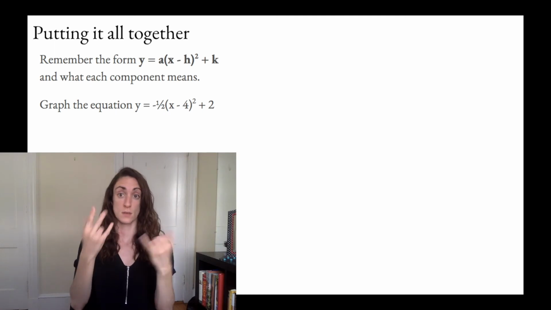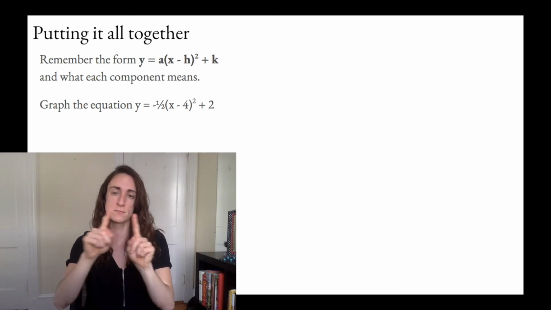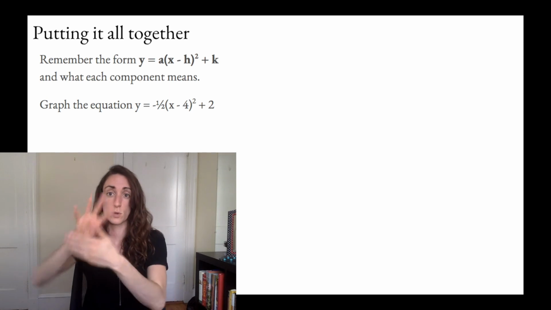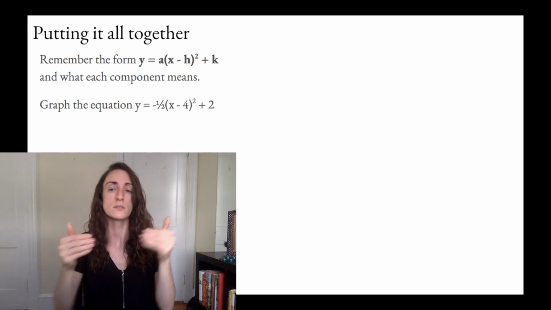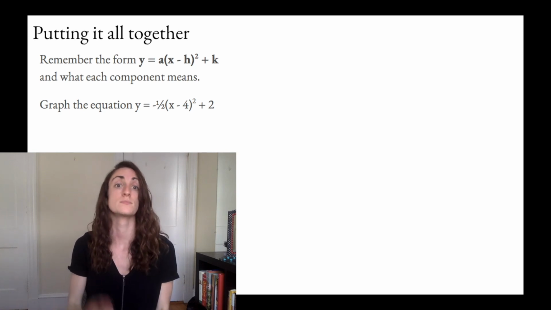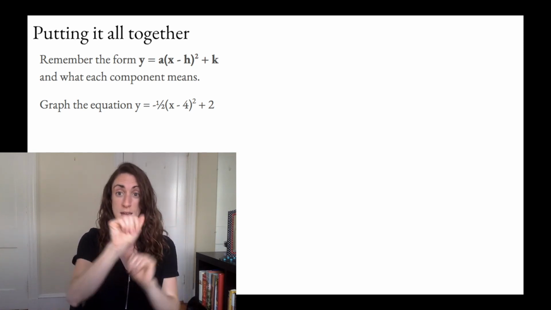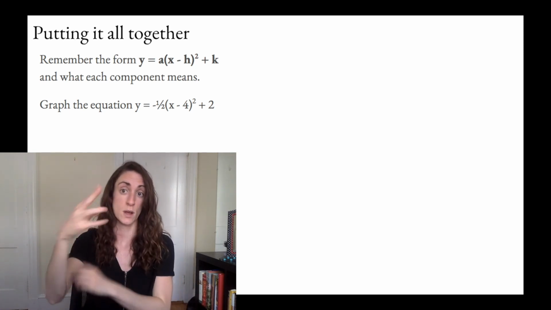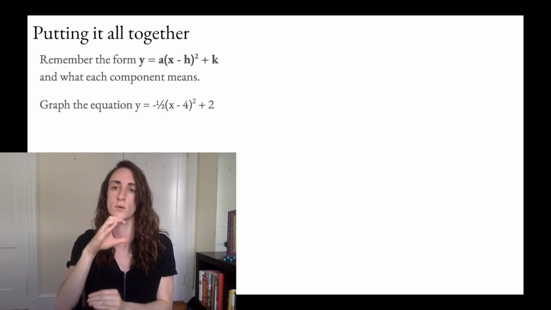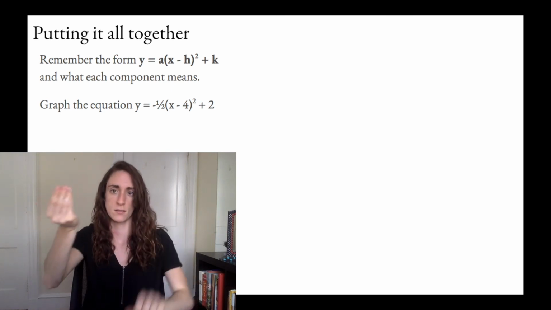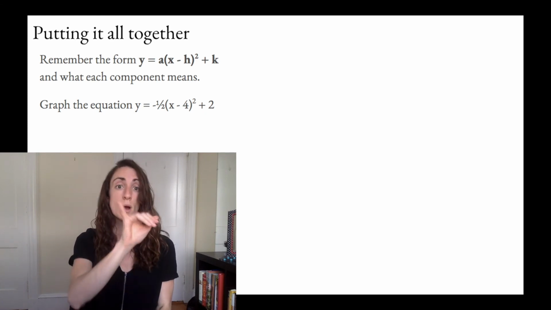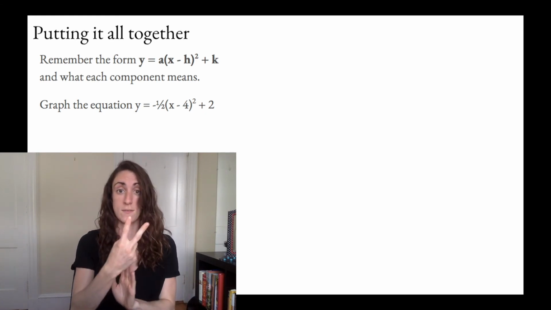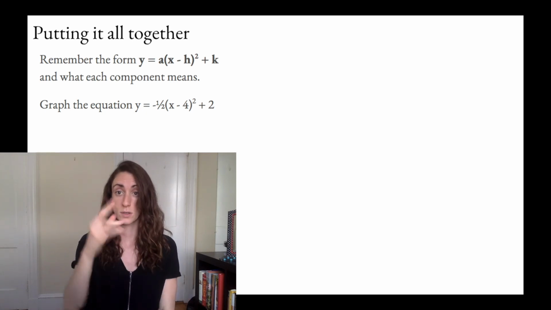So now that we've seen how each component in the equation can affect the graph, we can put it all together into one equation, and from that equation we can graph the parabola. So we've got y equals a times the quantity x minus h squared plus k. So we're looking for those three pieces of information, a, h, and k, and that'll be all we need to know. So here I've got this example, y equals negative 1/2 times the quantity x minus 4 squared plus 2.